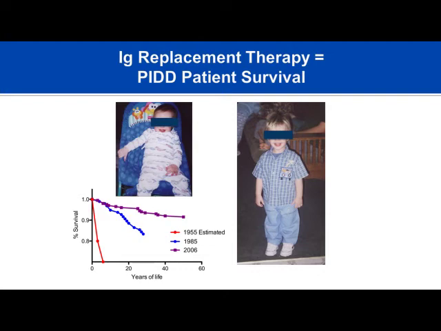Now you compare this line to the current, which is the black line, and this is registry data from 2006, showing greatly improved survival over time. And this is something that one would correlate with improved medical care, but also the advent of intravenous immunoglobulin therapy as routinely and hopefully optimally provided to individuals with primary immune deficiency, and in this case, X-linked agammaglobulinemia.